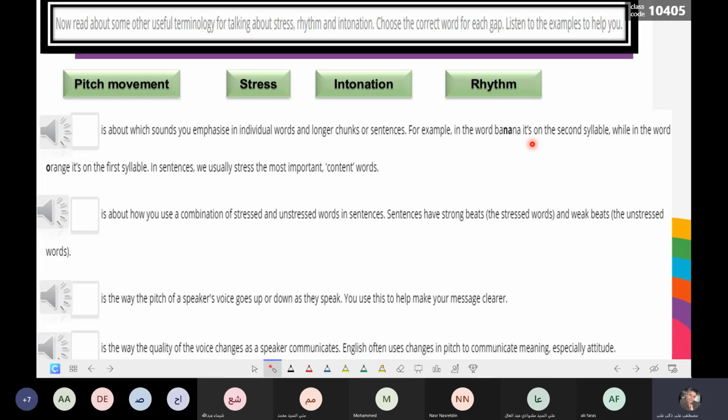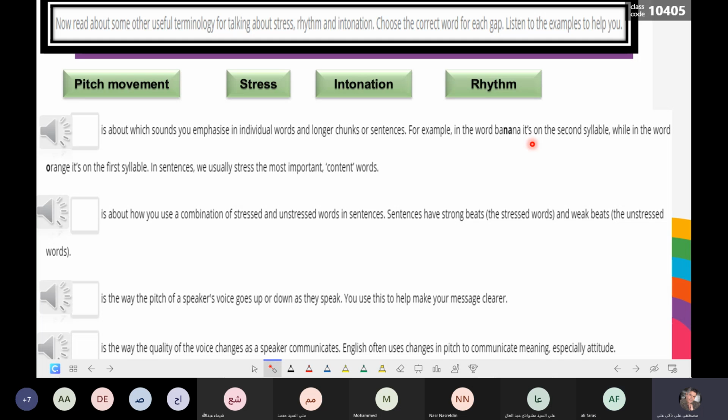This might be a good way to help young learners notice that this syllable is the stressed one, to raise the voice in this word, banana, for example. You have to give a strong voice when you say the word banana and the word orange. I wanted to help the young learners to say it: banana, banana, orange, orange.